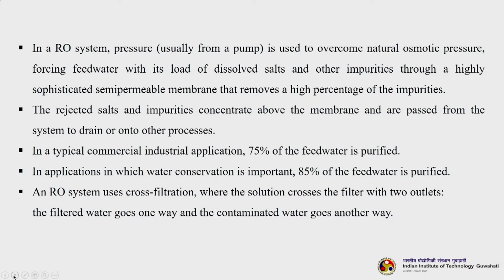In a typical commercial industrial application, 75% of the feed water is purified. In applications in which water conservation is important, almost 85% of the feed water is purified. An RO system usually uses a cross flow filtration mechanism, where the solution crosses the filter with two outlets. The filtered water goes one way and the contaminated water goes the other way, in the opposite direction.